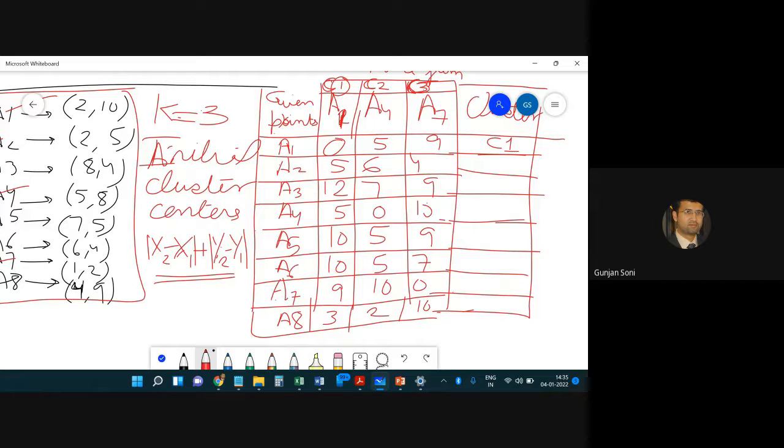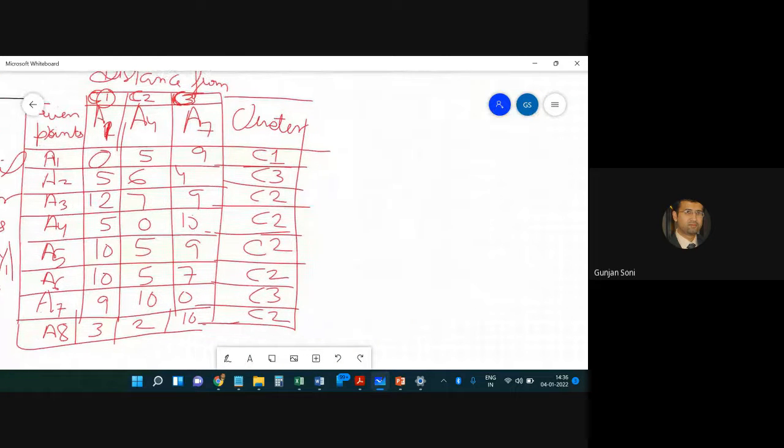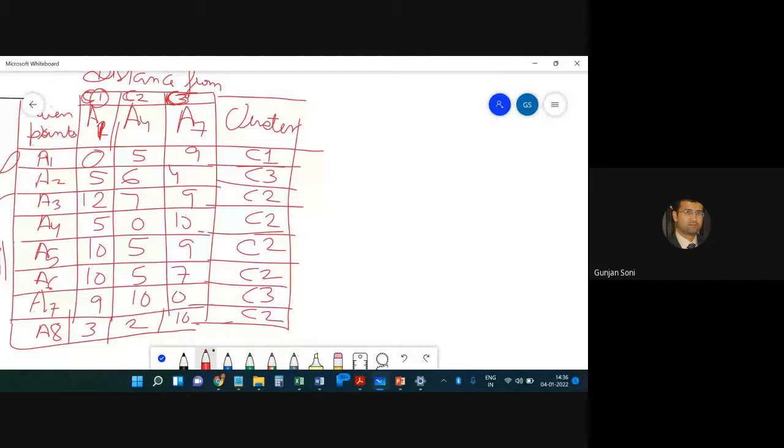And the corresponding cluster center we can write to which cluster they belong to. It belongs to C3, C2, C2 again, C2, C2, C3, and C2. So we can see here that among 8 points, 5 belong to C2, 2 belong to C3, and 1 belongs to C1. The next thing we do is find the new cluster centers. So this was iteration 1.